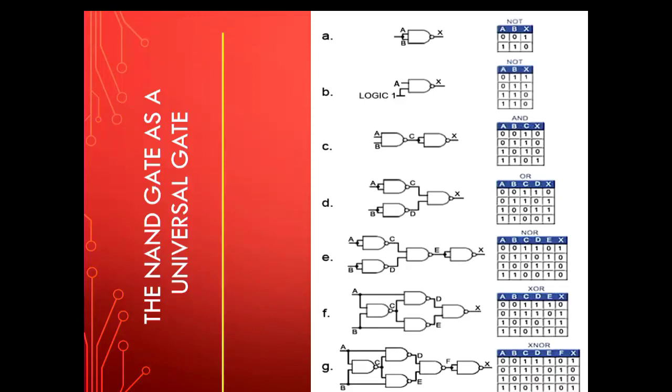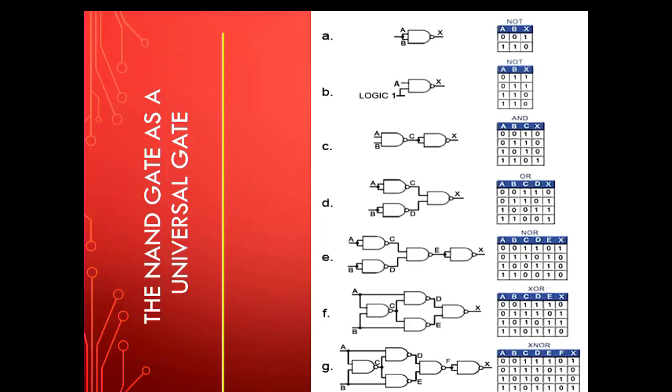This is the NAND gate as a universal gate. So how would you make a NAND gate a NOT gate? How would you create a NAND gate to AND gate? How would you create a NAND gate to OR gate? This is how it is. If you want to convert a NAND gate to an OR gate, you take a NAND gate and you take another NAND gate. So you take two NAND gates, and the outputs of these two NAND gates go into another NAND gate.